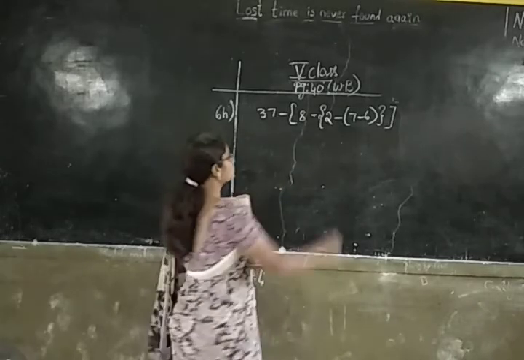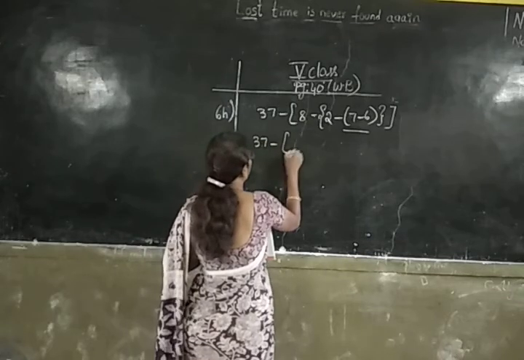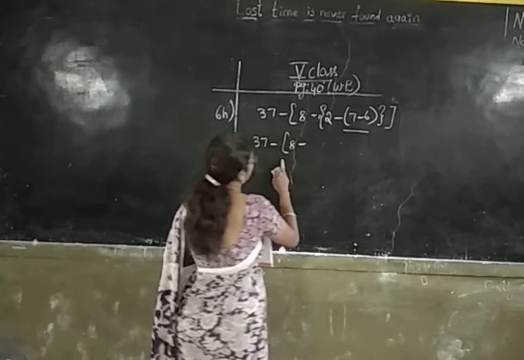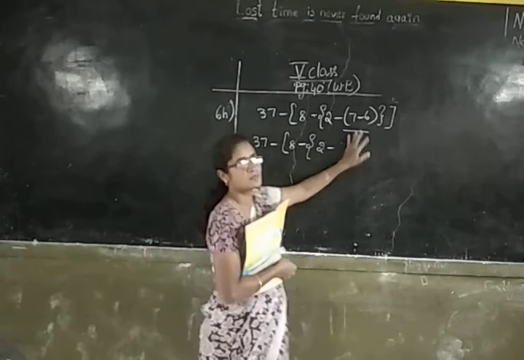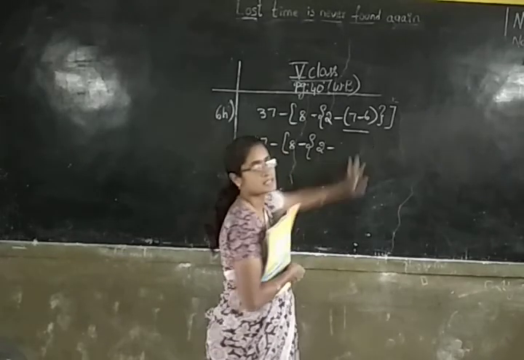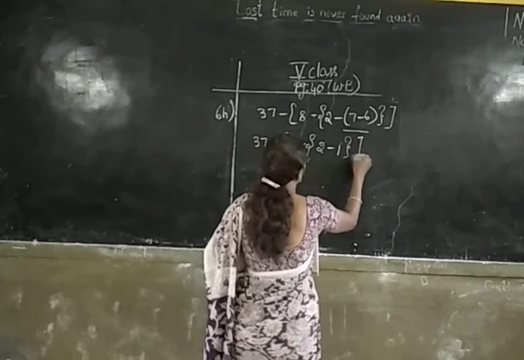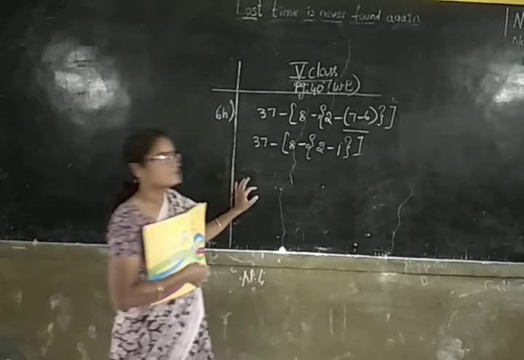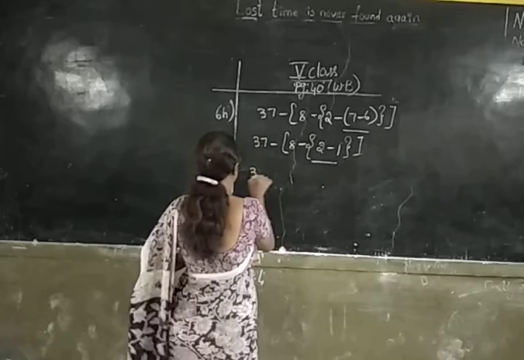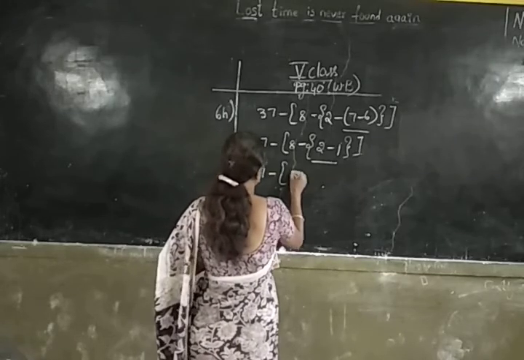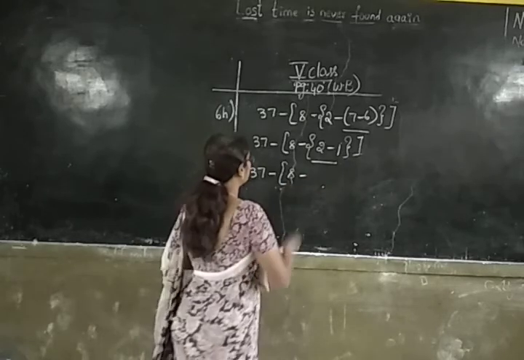Okay children, first you have to solve the terms inside the round bracket. In the round bracket it is given 7 minus 6. 7 minus 6 is 1. Then you have to place the flower bracket, and in the last you have to place the square bracket. Now you have to solve the terms inside the flower bracket. 37 minus square bracket 8 minus 2 minus 1 is 1.